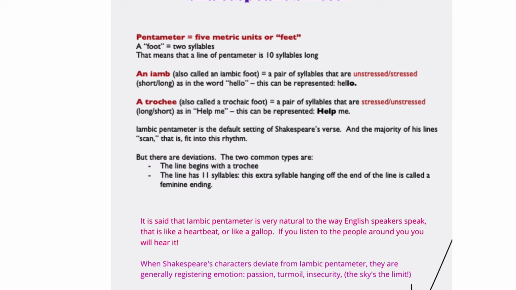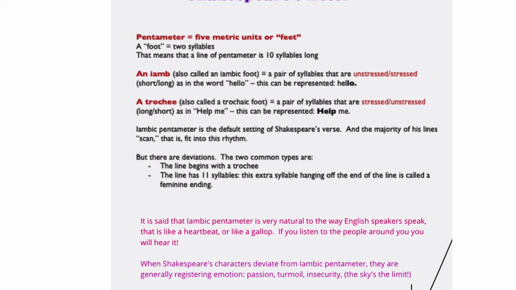But the default, as we've said, is 5 iambic feet. So going da-da, da-da, da-da, da-da, da-da. We've practiced that together. So short, long, short, long, short, long, short, long, short, long, or you could think of it as unstressed, stressed, unstressed, stressed, right? As in "hello," that's an iamb. And a trochee, which is another type of foot that Shakespeare uses, is the reverse. So it's da-da, long, short, or stressed, unstressed.